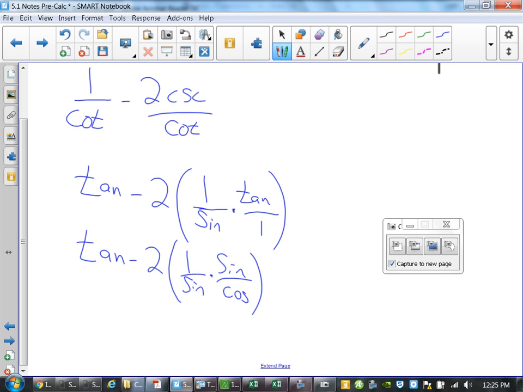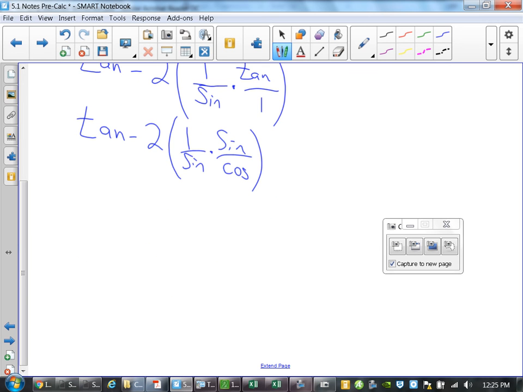Exactly. Notice the sines would drop out. Sine over sine. So you get 1 over cosine. What is that? Secant. And we did it.